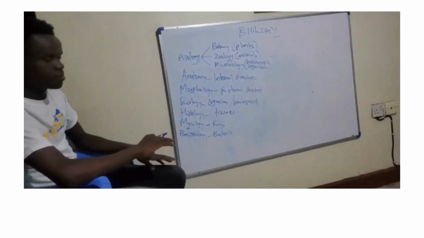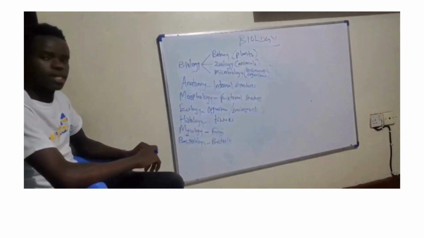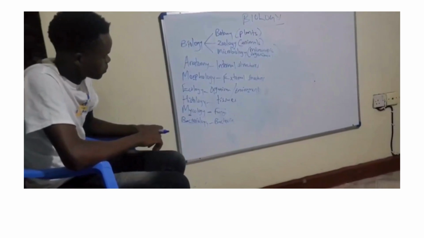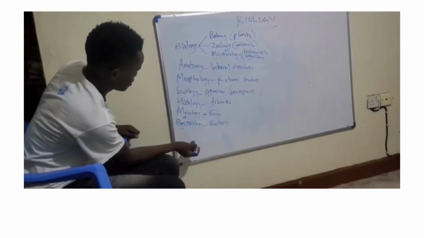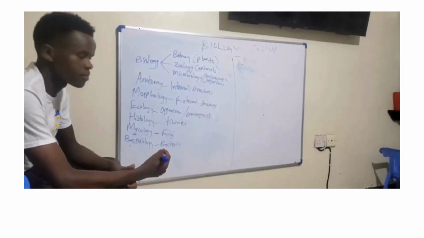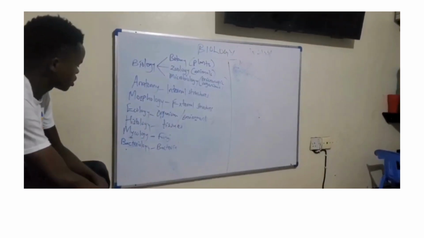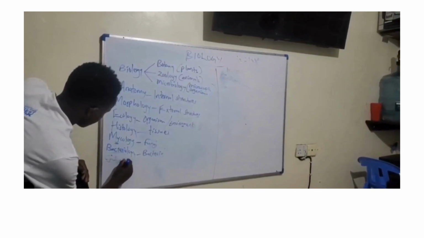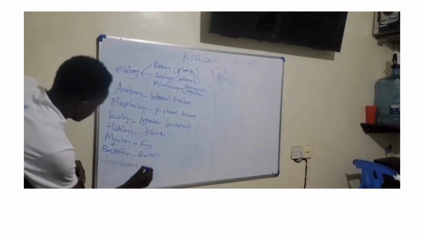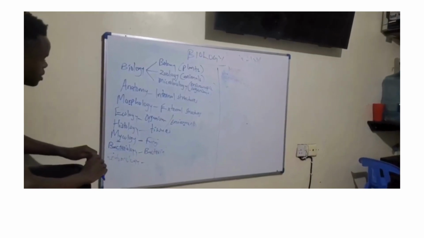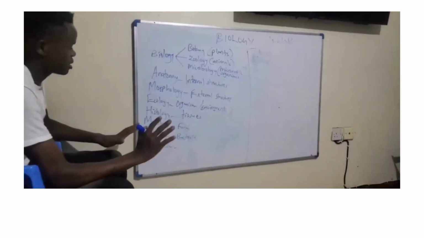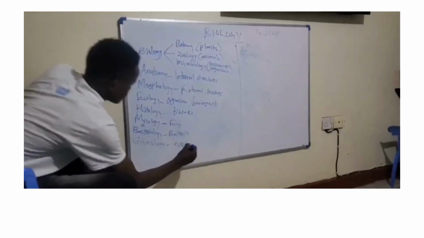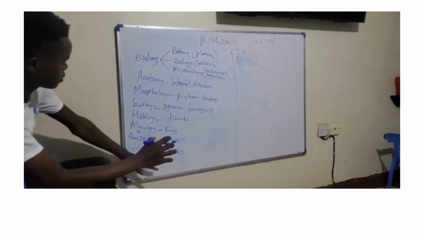Now from bacteriology, I want us to have a look at some other branches as well. Now we move on to entomology. What is entomology? Entomology is basically just the study of insects. So whenever you are doing the study of insects, we are going to call it entomology.